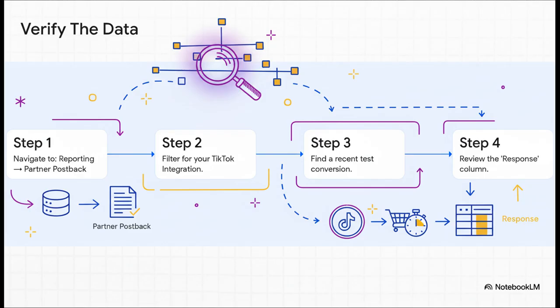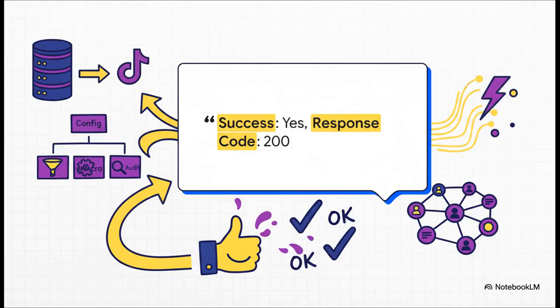Inside the core platform, you're going to navigate to the Partner Postback Report. This log shows you every single server-to-server call that's being made to your partners, in this case, TikTok. Just filter for your TikTok integration, run a quick test purchase, and then find that conversion right here in this log. When you find that test conversion and look at the raw server response, this is the magic phrase you are looking for. Success, yes, and a response code, 200. A 200 code is the universal signal for OK, or success in web language. If you see this, you have hard confirmation that TikTok servers received your data loud and clear. You are good to go.